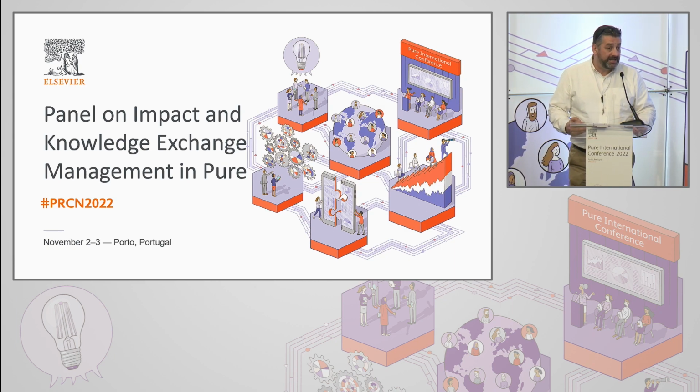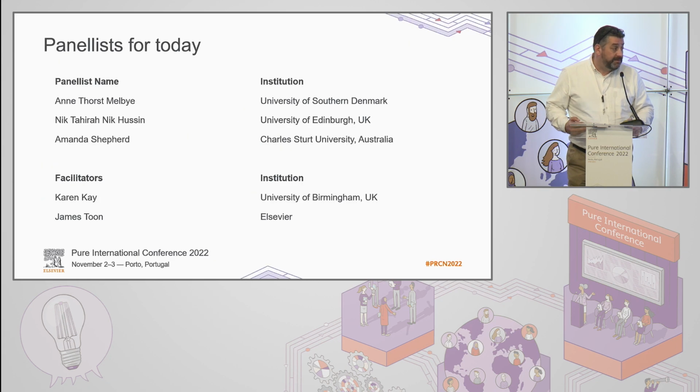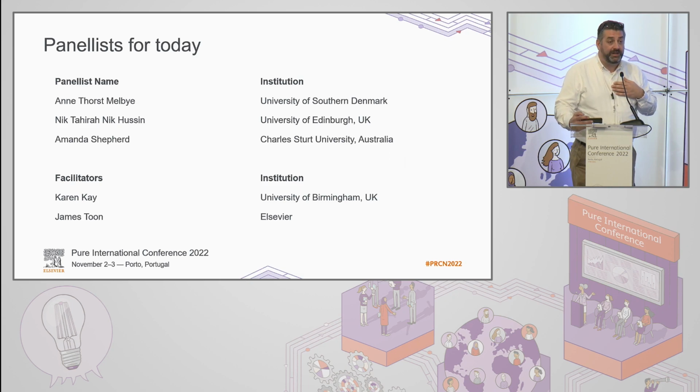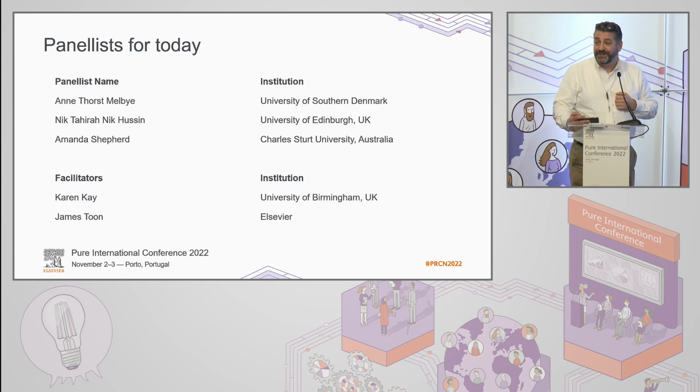And we have with us today a panel who have very, very kindly agreed to help provide some input to the activity that their institutions are working on in relation to impact. We have three panelists who are joining us today. So I have Anne Thorst-Melby. Sorry, my pronunciation is terrible. Nick Hussin from Edinburgh and Amanda Shepherd from Charles Sturt University. And facilitating today will be myself. I will be introducing the session and doing the general run around. And Karen Kay from University of Birmingham, who will also be helping facilitate the conversation.